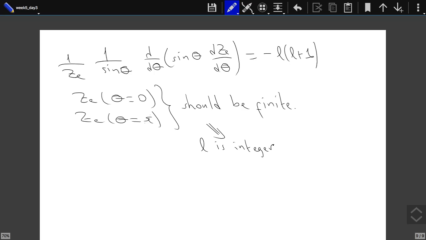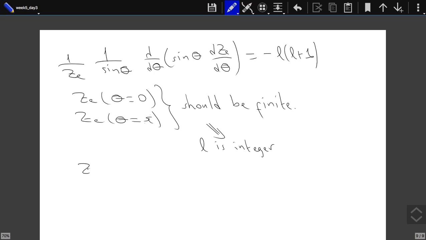Again, if you remember, in the previous case, we said that this n should be an integer because we want the solutions to be 0. In this case, we don't impose that condition, but we want finite potential. The potential cannot just go to infinity. It should be finite. And this condition tells me that L over there should be an integer, not an arbitrary number.